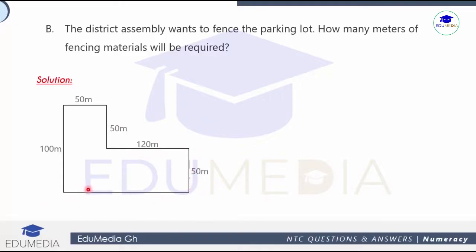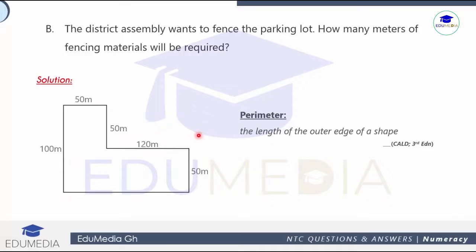Because that's the perimeter. The perimeter is the length of the outer edge of a shape. This is from the Cambridge Advanced Learner's Dictionary, 3rd edition. They said perimeter is the length of the outer edge of a shape. So we need to make sure we add up everything, the whole distance around this particular parking lot.